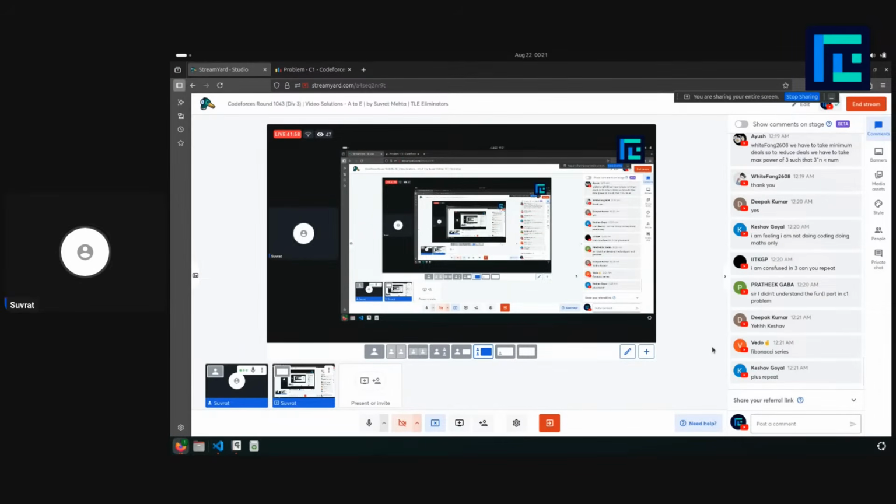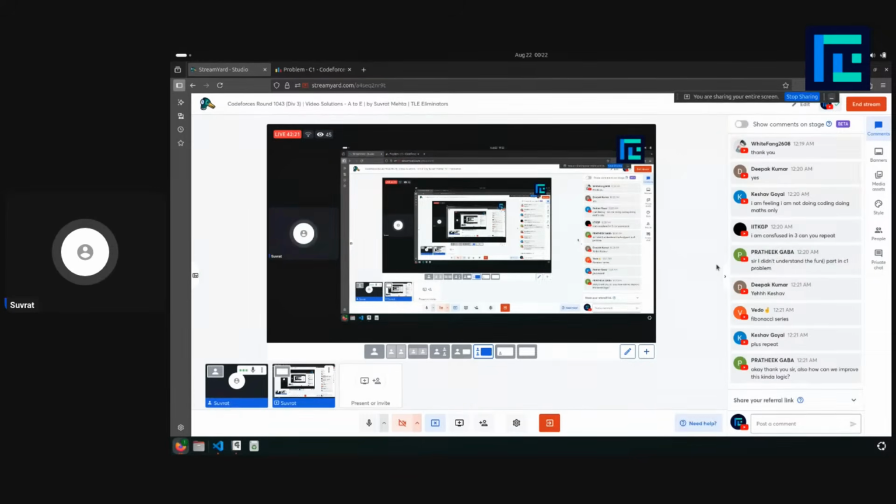Fibonacci series. What does that have to do with this question? I'm confused in 3. Can you repeat? Which part are you confused in? Did you not get why base 3? Did you not get how to convert a number into base 3 representation or ternary representation? Or did you not get why converting into base 3 representation is the solution for this question? Which part did you not understand?